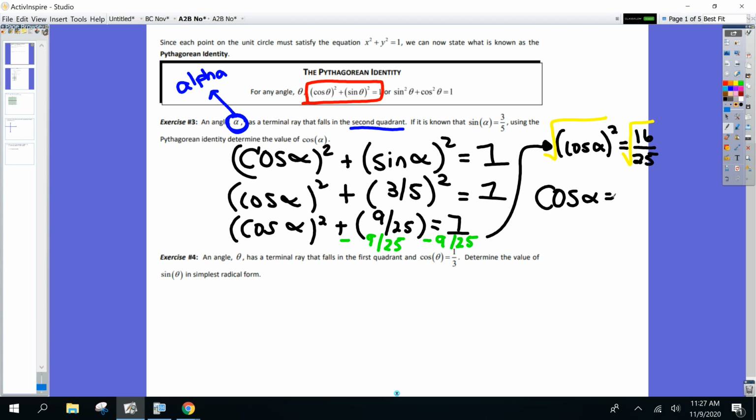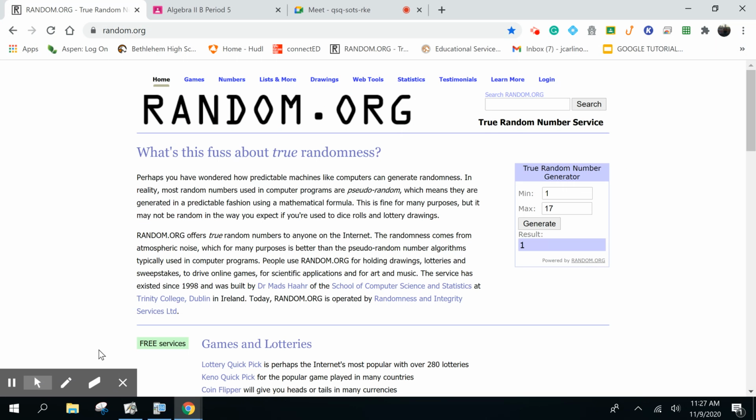Now it's time to raise the bar. You're in the second quadrant, and we just found cosine. From Friday's class, if you missed it, I'm sorry. If I'm in the second quadrant, is cosine positive or negative in the second quadrant? Ella, positive or negative?